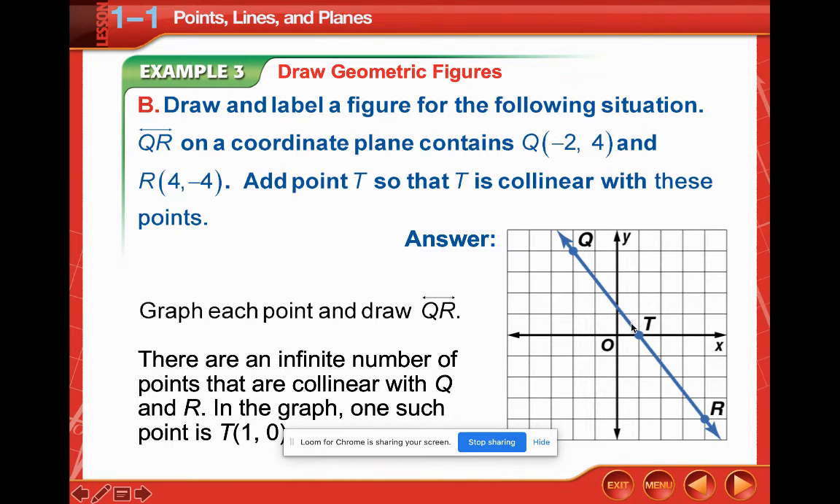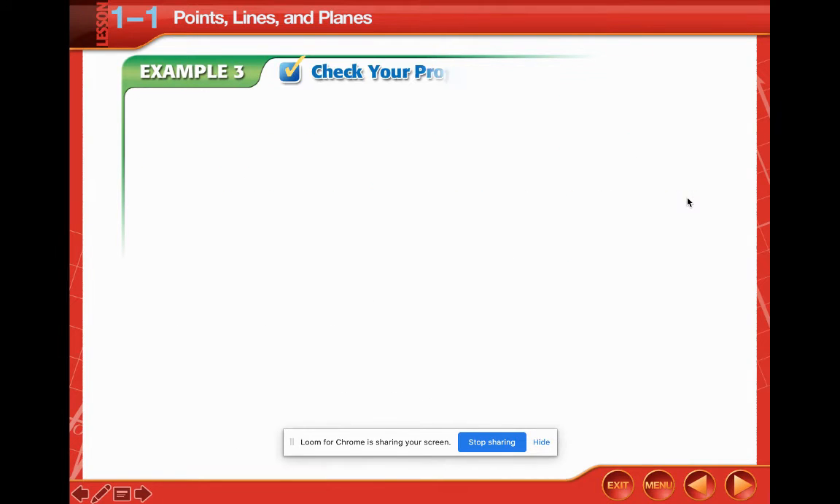You could put it here. This looks like 0.6 and then 0.3. But I mean, there's literally infinite. So it just keeps going on forever this way, and it keeps going on forever this way. So, yep, as long as it's on this line, you are good.